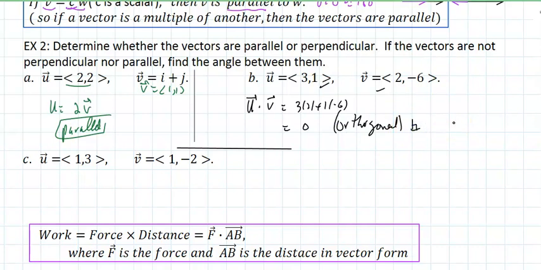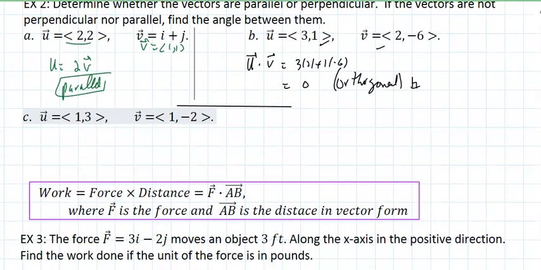And if I take the third vector, example C, if I look at that, one of them is obviously not a multiple of the other, so they're not parallel. If I take u dot v, that is 1 times 1 plus 3 times negative 2, that's negative 5. That's neither. I need to find the angle.